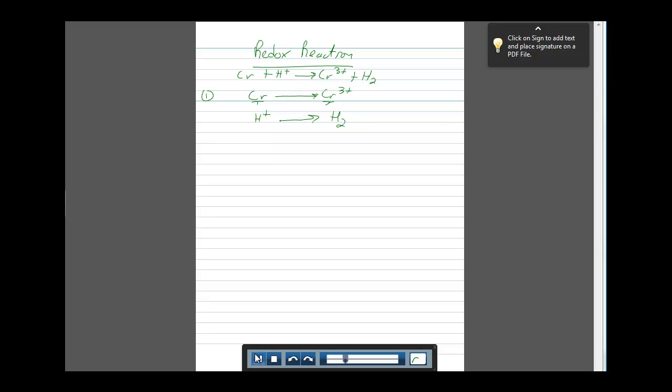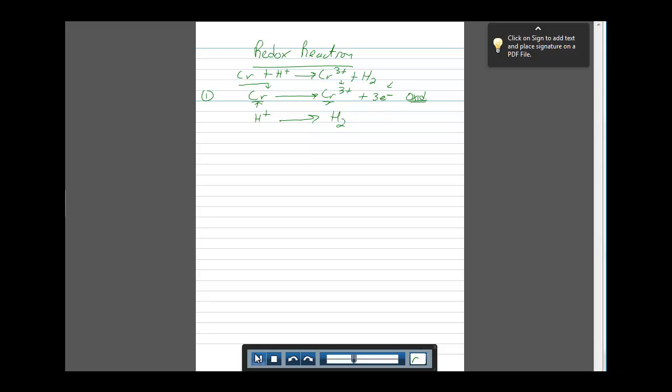The next thing we want to do is balance the charge. The charge of the chromium is 0, it's its elemental state, and in our product it is 3 plus. In this situation 3 electrons were lost, and so we indicate that by having 3 electrons as products. This half reaction, since it's a loss of electrons, is oxidation.